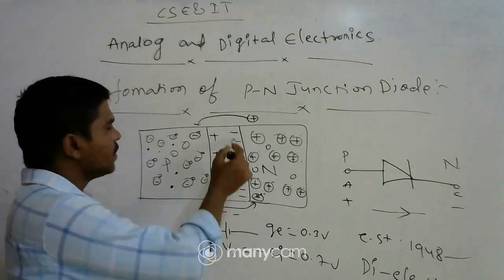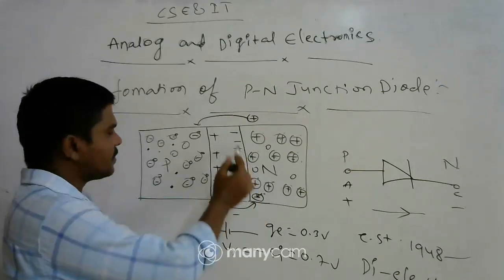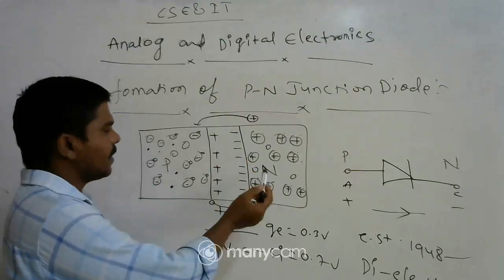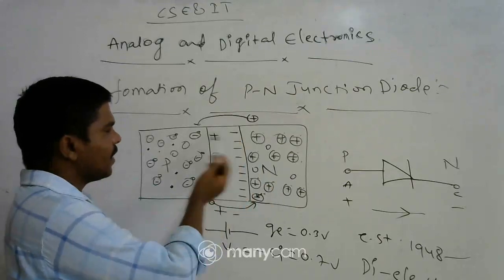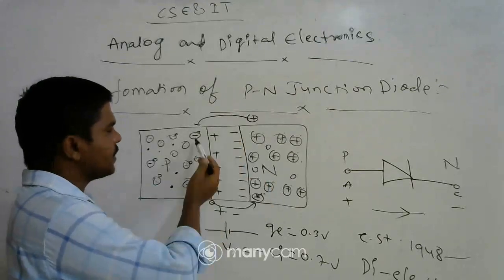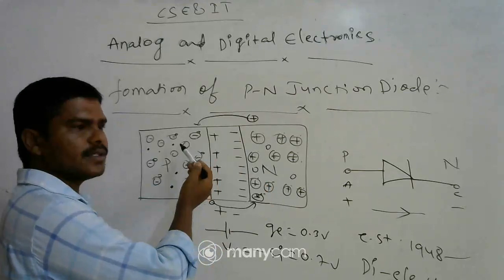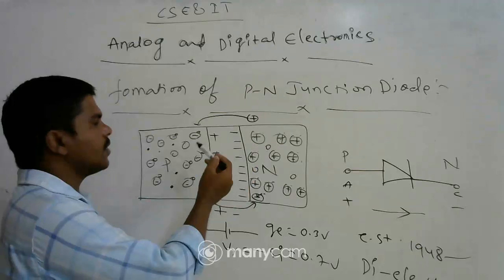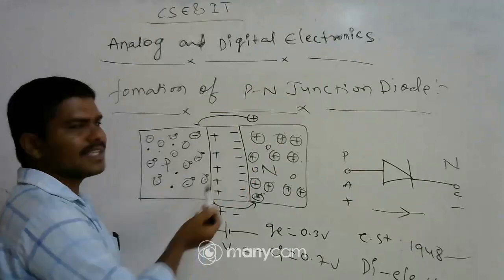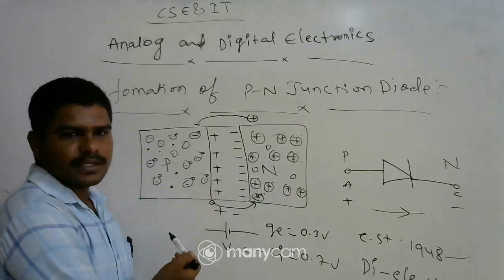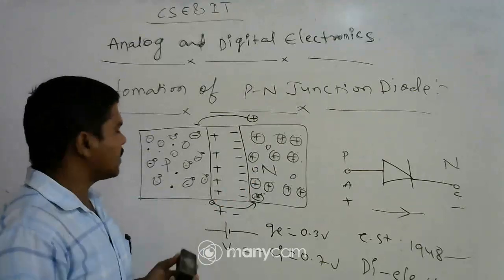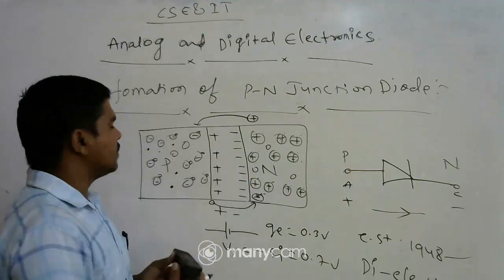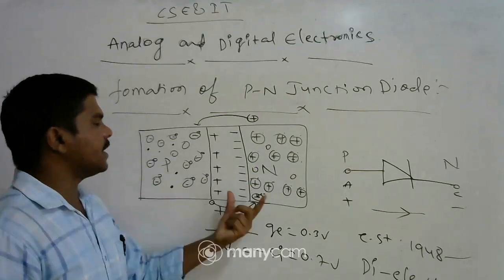Similarly, donor ions move from the N region to the P region, and the P region has holes. Hole charge is positive and donor is also positive, so it becomes more positive, nothing but a chargeless particle. So this is the way the junction forms. When you combine these two materials, P and N, it forms the junction.